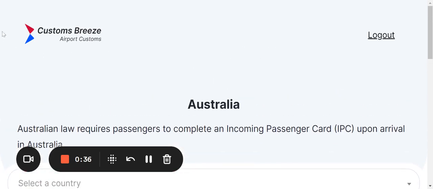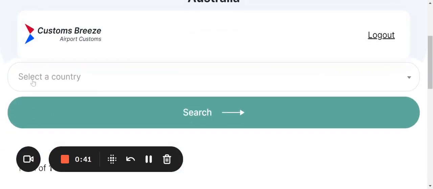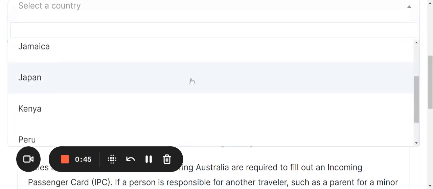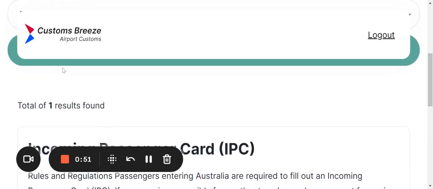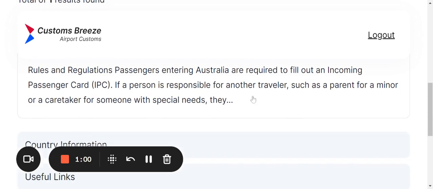First, as you can see, I'm on the website. And when I go to select a country, I click on it and it gives me a selection of countries, or I can just type it in. But I see that Australia is what I need, so I click on that and then it pulls it up. It shows me what their customs card is called, gives me information.